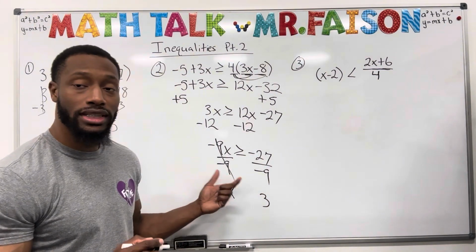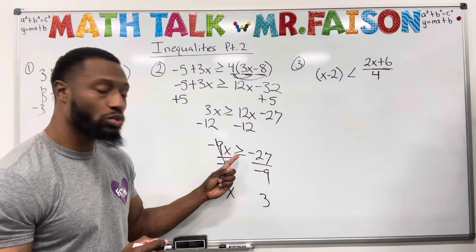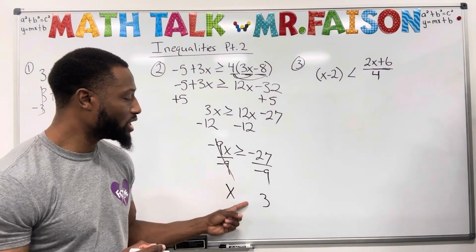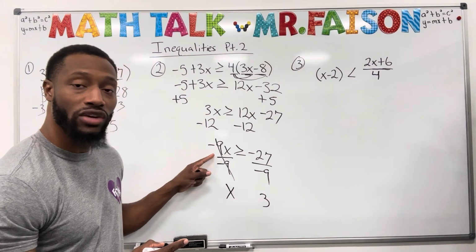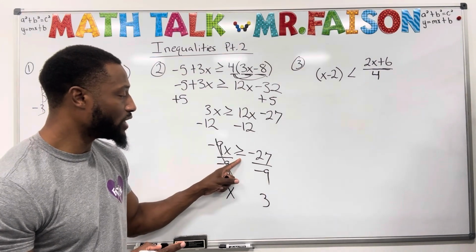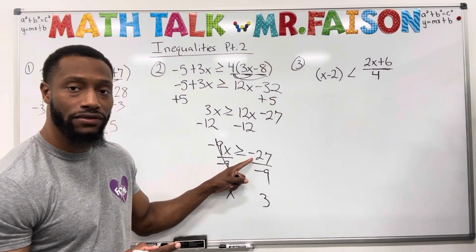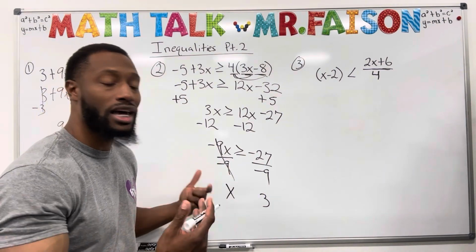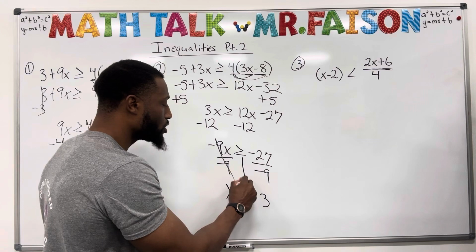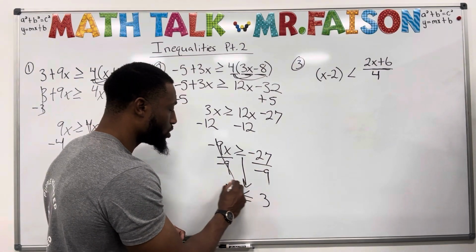Now what I want you to understand is this inequality. What do we do with this inequality? In most cases, we just bring it down. But what happened is we just divided by a negative. So whenever we divide by a negative, this sign flips. It doesn't matter if this is negative or positive, but if this number right here, if we're dividing by a negative, it makes the sign flip. So it was greater than or equal to, it now becomes less than or equal to.